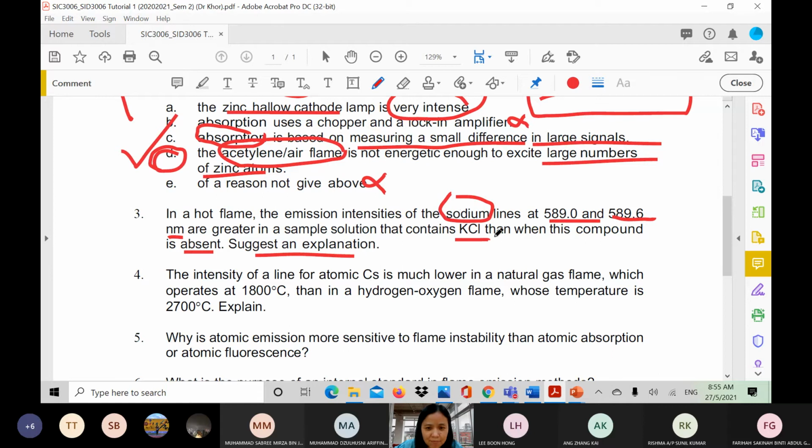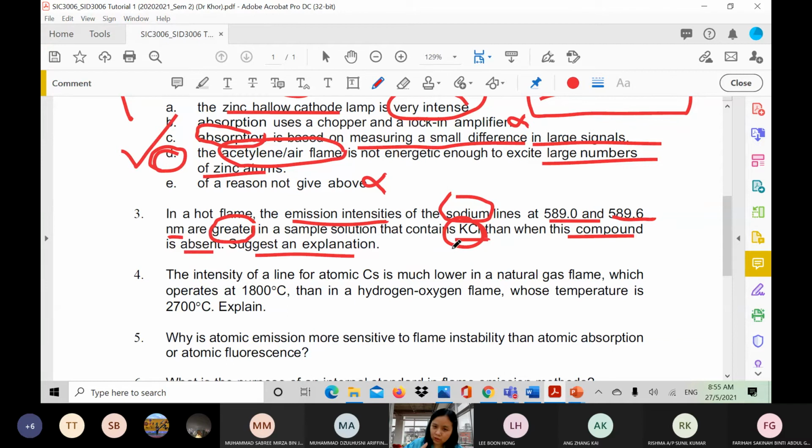This question is about, let's say when I want to detect sodium, I add something into my sodium sample solution. I add potassium chloride. Then I will get a greater emission signal, because this is AES, right? So I have a better sensitivity if I add potassium chloride in my sample solution as compared to when this compound is absent, meaning I do not add potassium chloride. Suggest an explanation. Why?